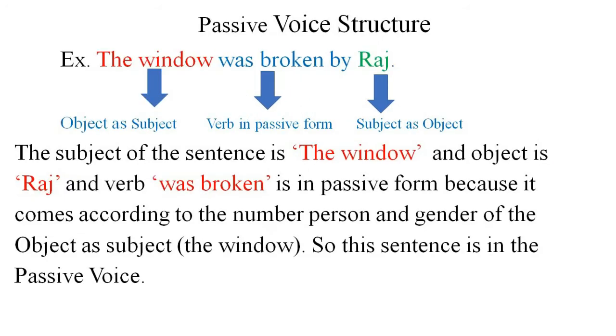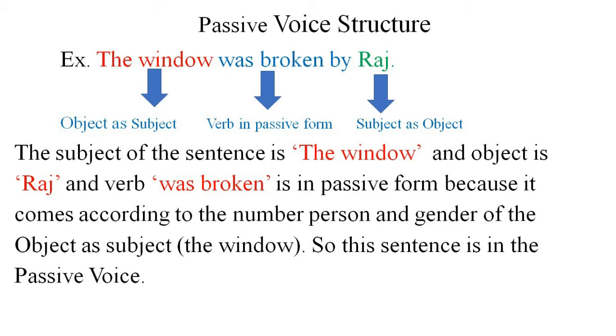Now next, passive voice structure. Dear student, here observe the example. The window was broken by Raj. Here, student, the subject of the sentence is the window, that is object as a subject of the verb, and object, that is Raj, subject as an object of the preposition, while verb was broken is in passive form because it comes according to the number, person, and gender of the object as subject window. So this sentence is in passive voice.